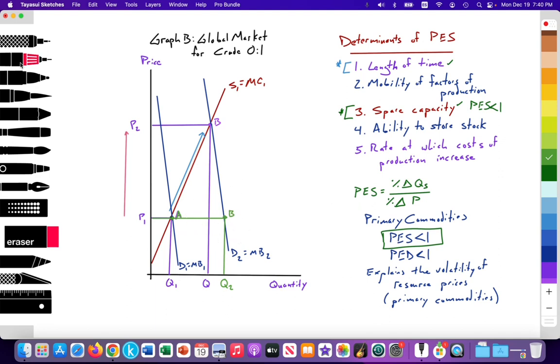Here we have Q2 is equal to the quantity of demand at a price of P1, and that is going to be greater than the quantity being supplied at Q1. So since QD is greater than QS, that means that there's a shortage of crude oil in the global market. I can also say that there's excess demand, too much demand compared to the available supply. And whenever there's a shortage, that's going to put upward pressure on price.